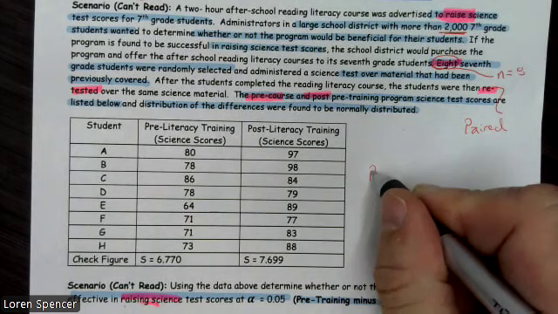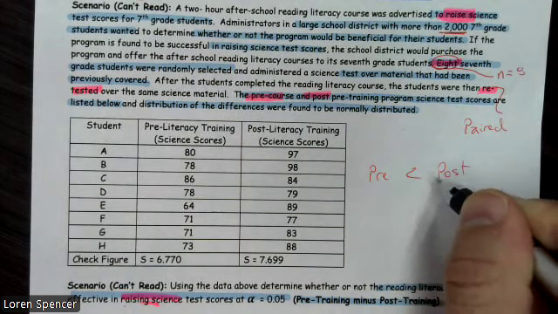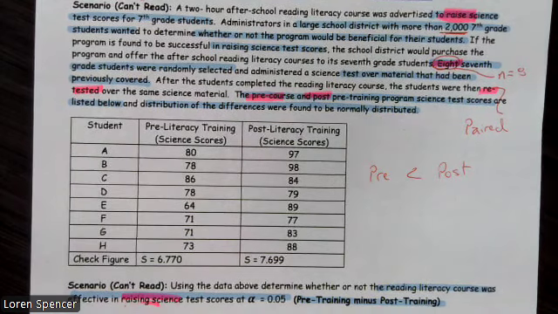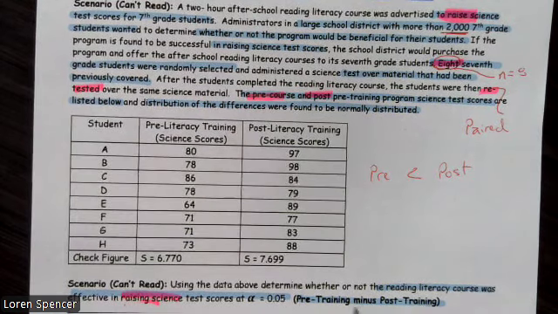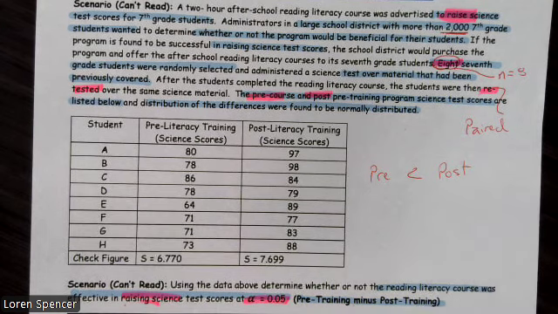So we have pre, we have post, and we're looking for it to go up. We're looking for pre to be less. All right. And there's the order, pre minus post training. So they gave us an alpha right here of 0.05, and they want us to run a t-test. All right. So this is a paired t-test.